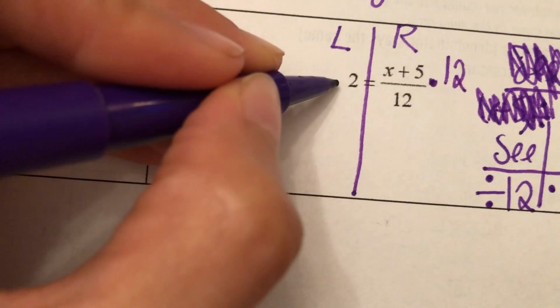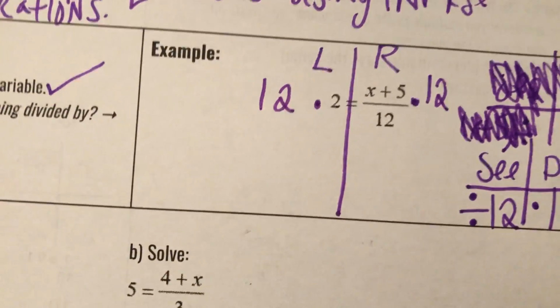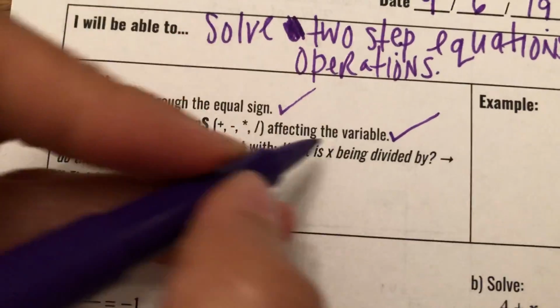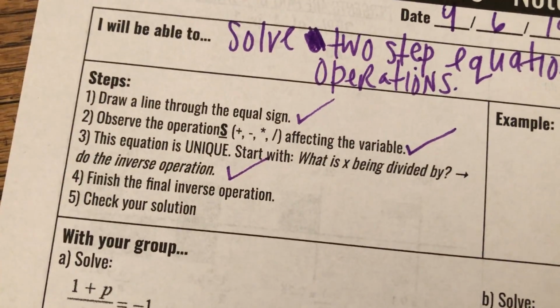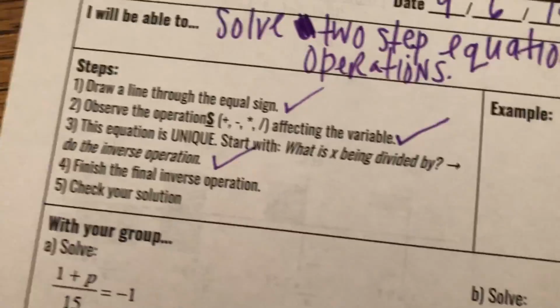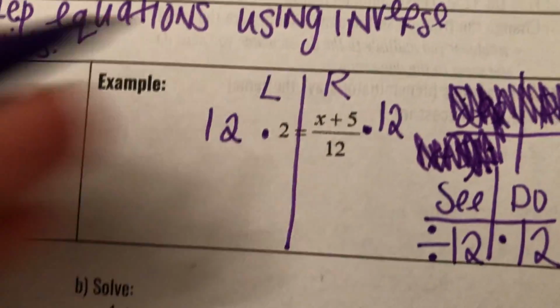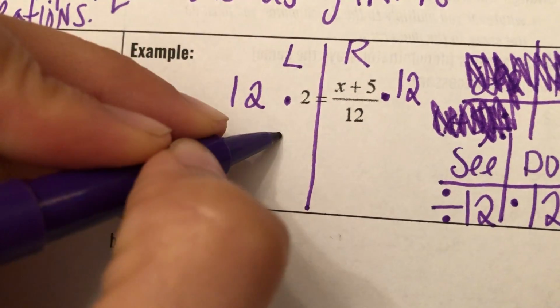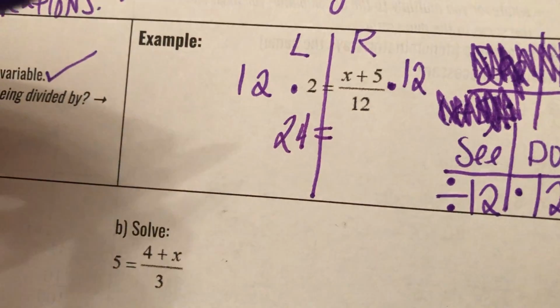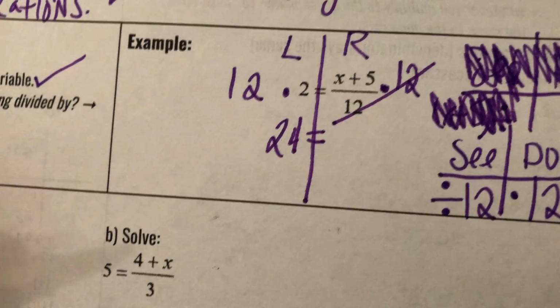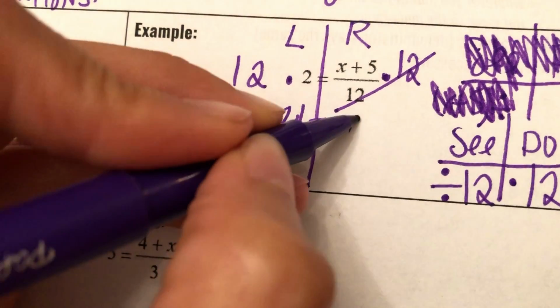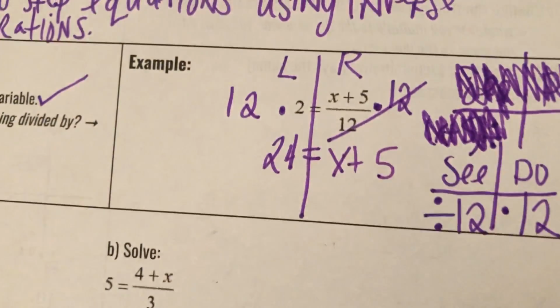So I'm going to go back to this equation and multiply by 12 on this side, and what I do on one side I have to do on the other, so I'm going to multiply by 12 on the left. If I look at my steps, I've now checked off number 3 and I need to do my inverse operation. On the left side, 12 times 2 is 24. Equals, and I know that 12 divided by 12 is 1, which cancels out. I am left with x plus 5 on the right side.